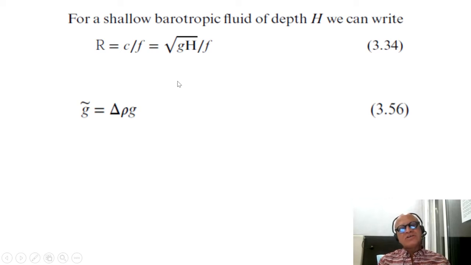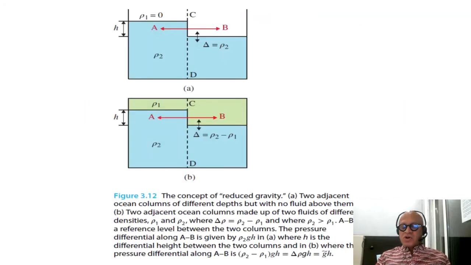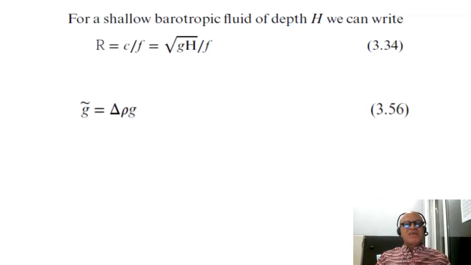Obviously the ocean is order 1 kilometer deep, and if you take g and put in 1 kilometer here, you get a gravity wave speed of something like 100 meters per second, which is quite fast, and such a speed of this order does occur when there are tsunamis.